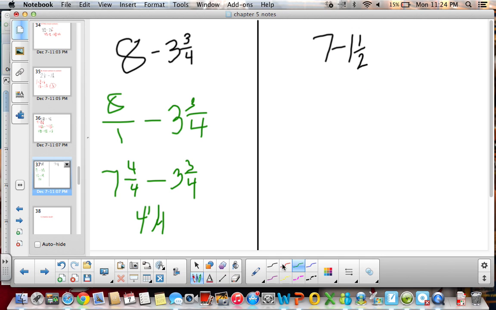Okay, so I'm going to change 7 to 6 and 2 halves. So notice when I pull my number out from my whole number and I make it a fraction, our denominator is always what the denominator is in that problem. It makes it a lot easier.